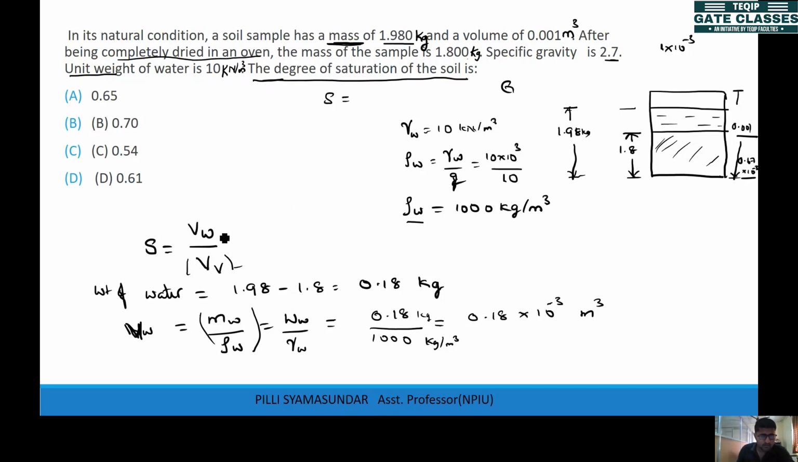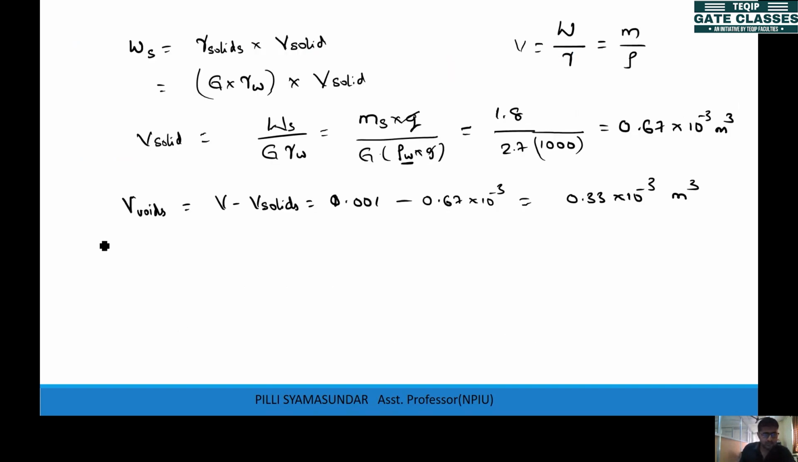Denominator is known to us. What is volume of water? So you know the weight of water, so you can find out the volume of water, which we have already done it. So volume of water is 0.18 times 10 to the power of minus 3. So you can find out the degree of saturation as volume of water by volume of voids. So volume of water we have got 0.18 10 to the power of minus 3, by volume of voids is 0.33 10 to the power of minus 3.